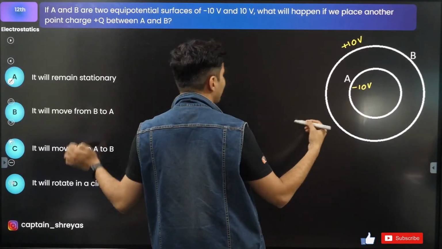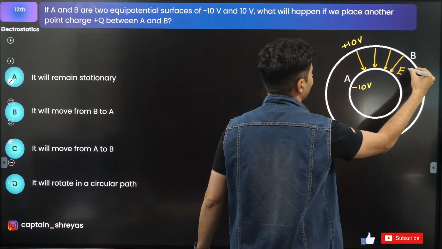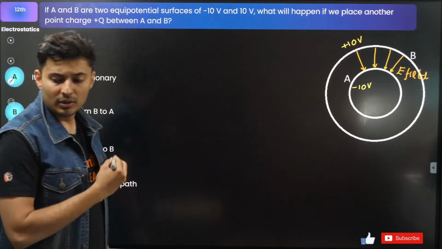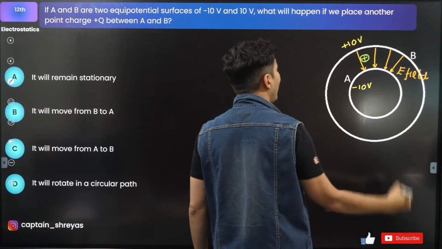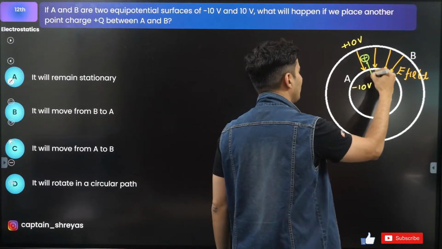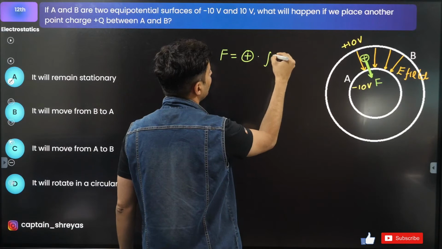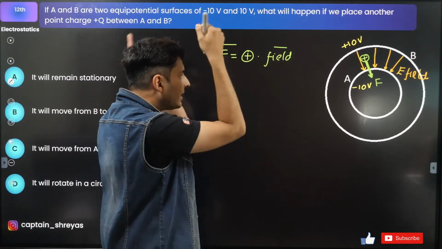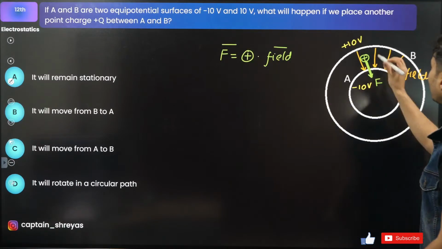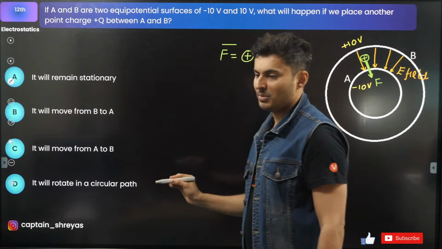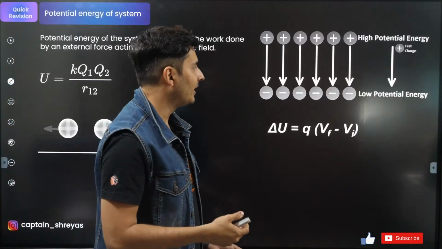Because of that, there will be electric field. How will the electric field be? From high to low, from high to low, right? That is how the electric field lines will be, from high to low always. So the concept now is, if I place another positive charge here, where will it go? Obviously a positive charge will experience force in the direction of the electric field. Remember, force is the charge placed into the field. So whatever is the direction of the field is the direction of the force. So it will go towards A. Yes, it will move from B to A. That means option B. Correct, Ashrita. Yes, Dimple Divya. Perfecto. Okay, so this is the relationship between the field and the potential.